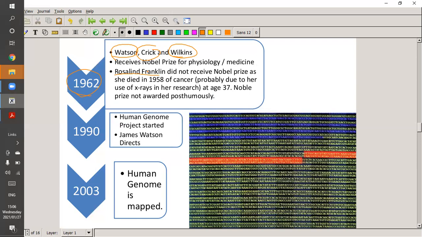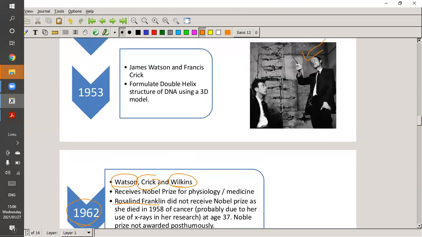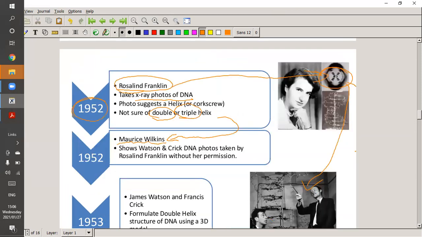Ron, your question? So who theorized the helix structure of DNA first? Okay, so who theorized it? It would have been Rosalind Franklin, but if you say double helix, it's Watson and Crick, because Rosalind Franklin didn't know whether it was a double helix or a triple helix. She just saw that it was a helix.